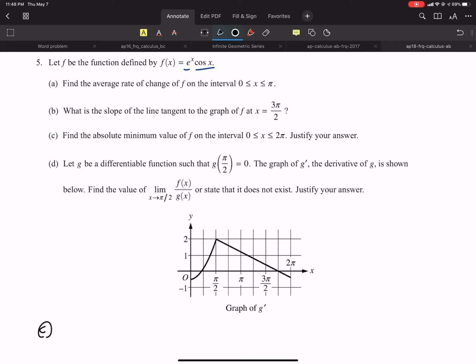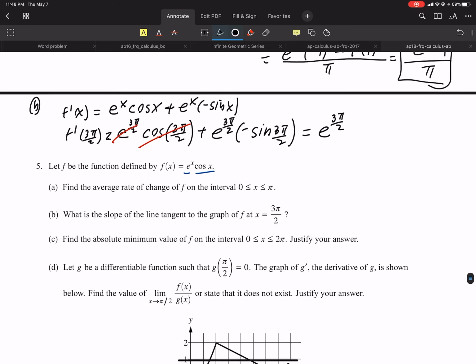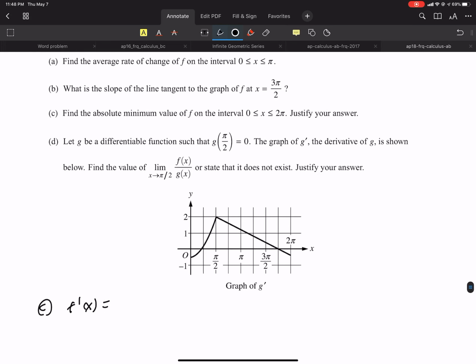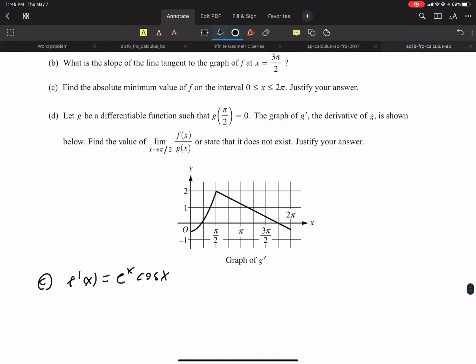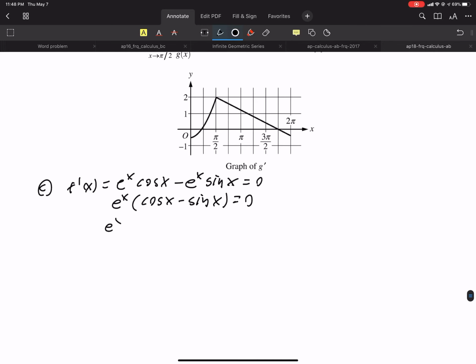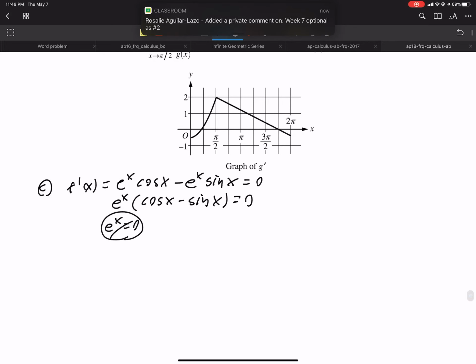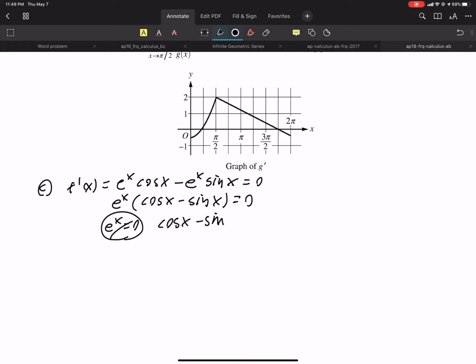So we already found f prime of x, which we did earlier. So for the critical points, we set that equal to 0. So f prime of x is e to the x cos x, and we had plus e to the x times minus sine of x, so that's e to the x sine x, set that equal to 0. I have a common factor of e to the x, we take that out. You set each one equal to 0. Well, e to the x never equals 0. And then cos x minus sine x equals 0.